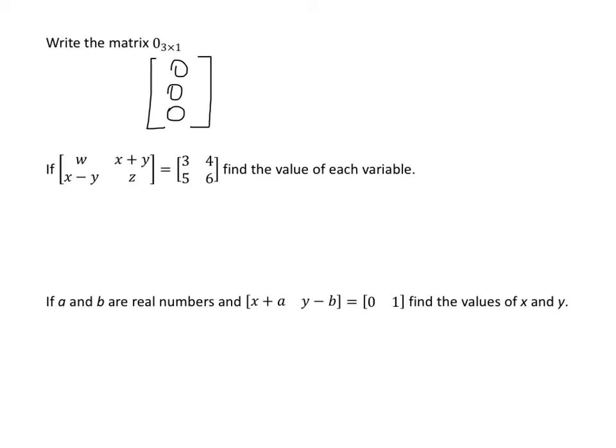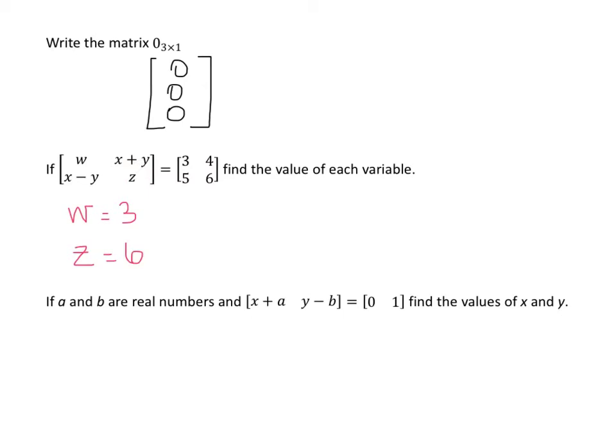Here, what we're told is that these two matrices are equal to each other. That means that each element in one matrix is equal to that corresponding element in the other matrix. So W is equal to 3. Z is equal to 6, because these correspond. There's W in the same place as 3, Z is in the same place as 6.